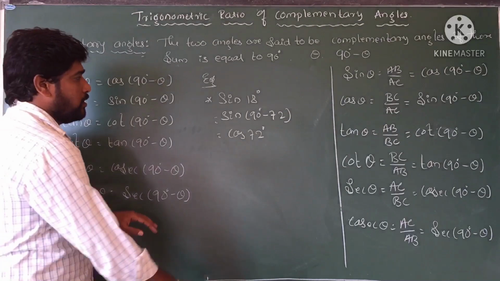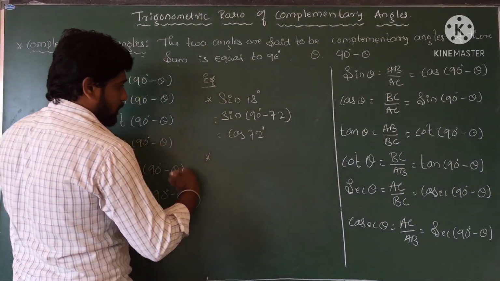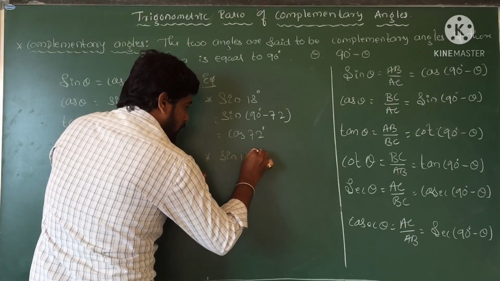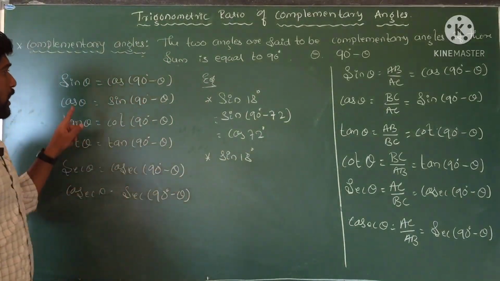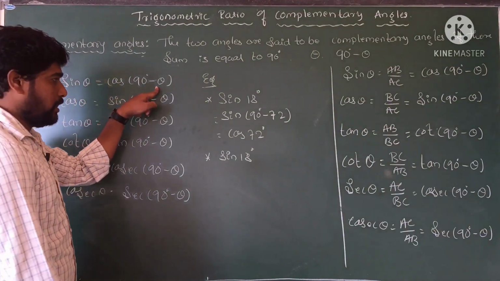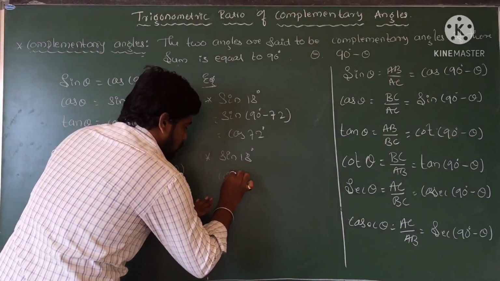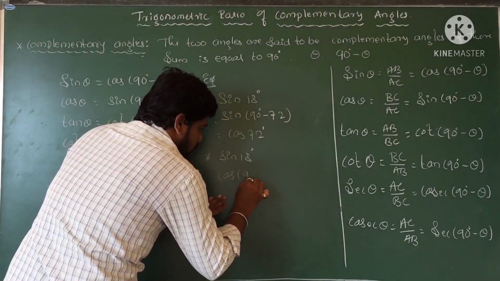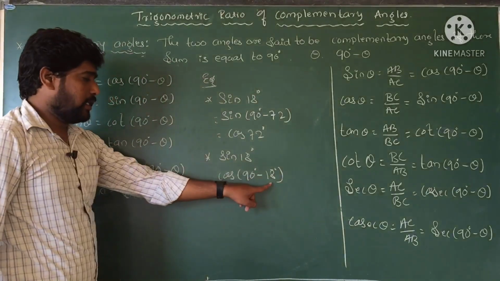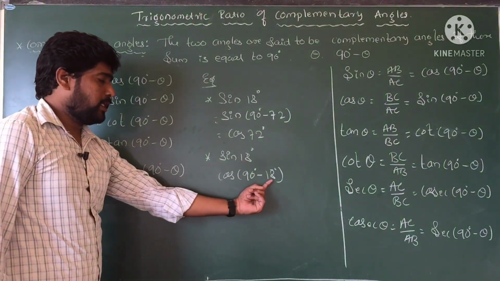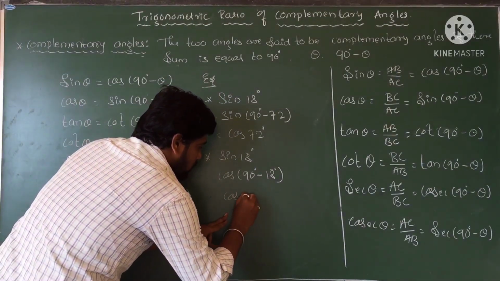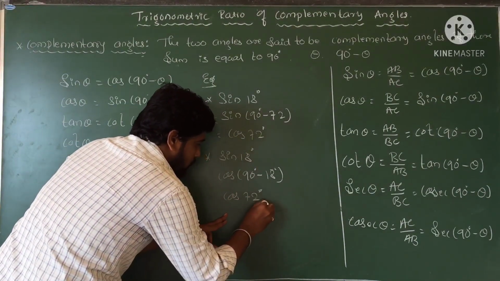Is it clear? So this one we can solve in an alternate way. Another method we can solve here. Sin 18 degree. Sin theta we can write cos 90 minus theta. Here 90 minus theta is 18, so theta is 18. So cos 90 minus 18. So 90 minus 18 we get cos 72.